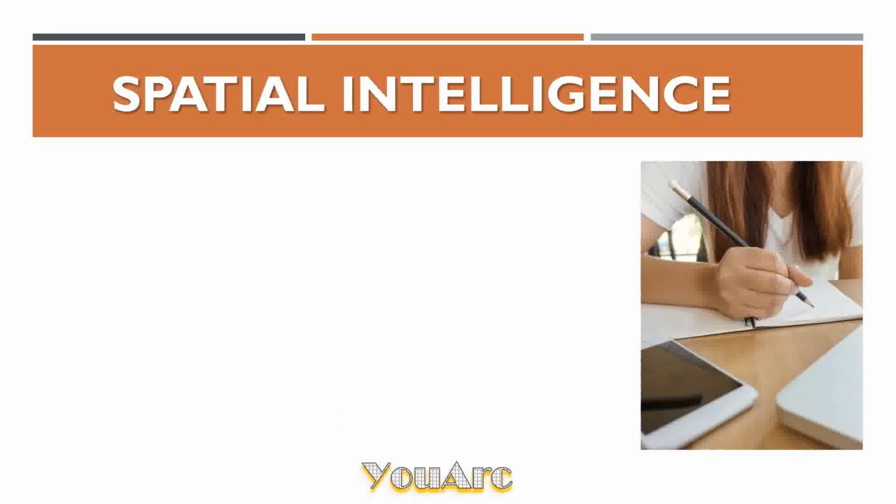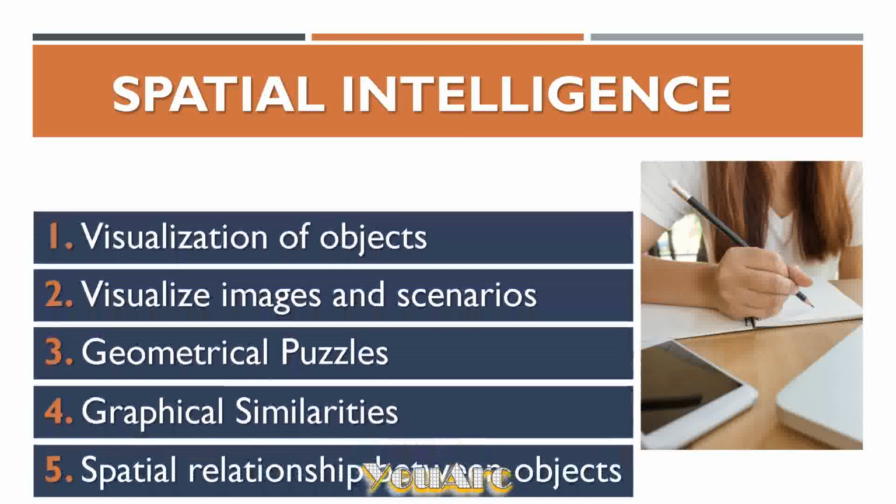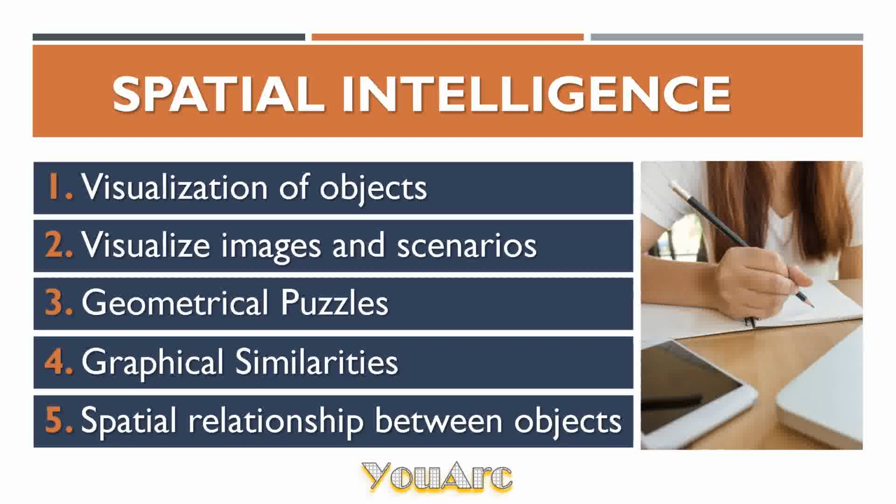Welcome to our final video about spatial intelligence. We have 5 parts in spatial intelligence as per our derivation. So we have come to the end of this part video. So we are talking about spatial relationship between objects here.